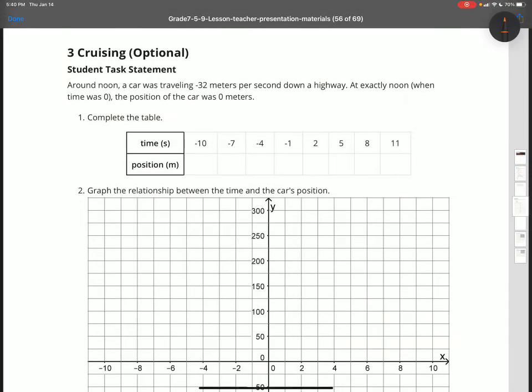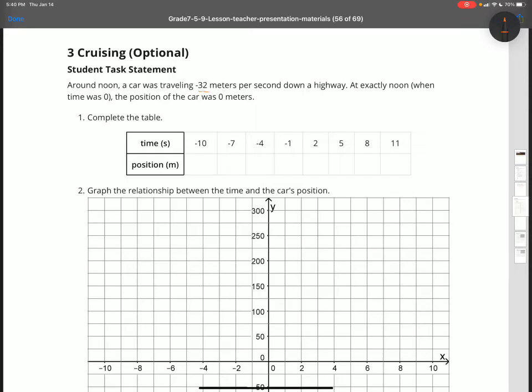All right, so let's look at the third student task statement called cruising. Around noon, a car was traveling negative 32 meters per second down a highway. At exactly noon, when the time was 0, the position of the car was 0 meters. It's asking us to complete the table.